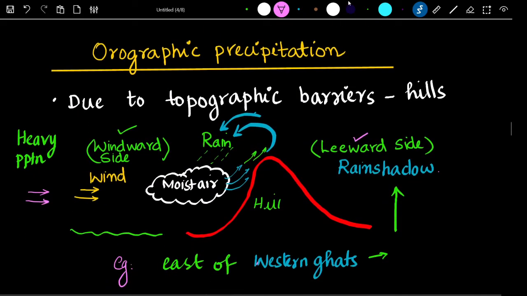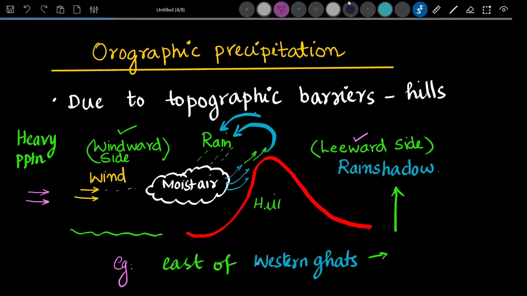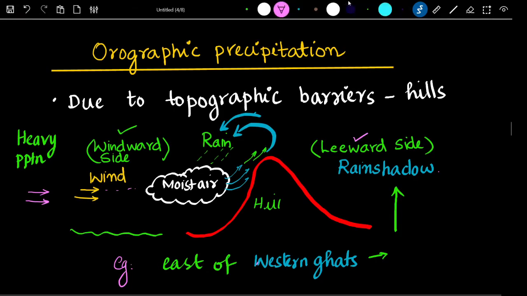The next one is orographic precipitation. Orographic precipitation is occurring due to some topographic barriers, as we see in this figure. The moistened air, that is the moisture containing air mass, may be transported by the wind, and if it meets some barrier such as a hill, it gets lifted up, and as a result this kind of precipitation occurs. Now the point to be noted is that the rain will be occurring on the windward side, that is the side from where the clouds were coming, that is the wind was blowing.